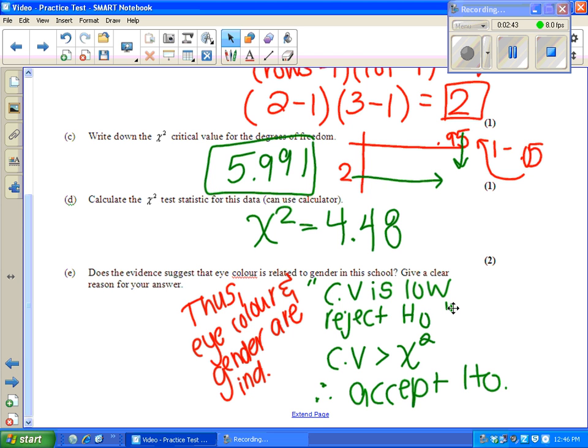I know the saying is if CV is low, reject H0. Well, in this case, our critical value is greater than our chi-squared value. Therefore, I'm accepting H0. Therefore, eye color and gender are independent.